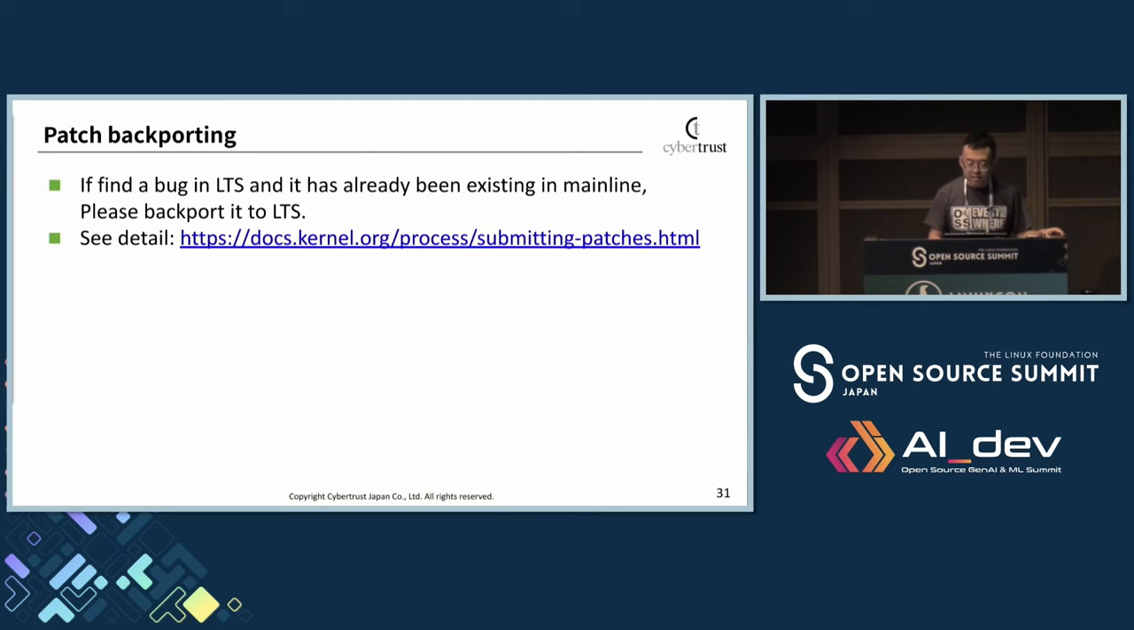Needless to say, if you find a bug in the LTS kernel that has already been fixed in mainline, please backport it to the LTS kernel. Instructions are available on the kernel.org website.